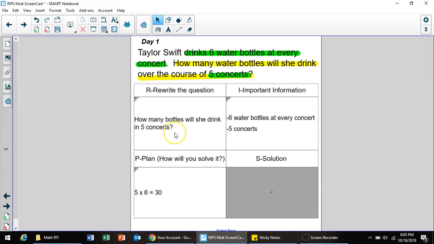So the question is, how many bottles will she drink in 5 concerts? The answer is 30. So I'm going to answer that question. She will drink 30 bottles. So that's kind of how it works.